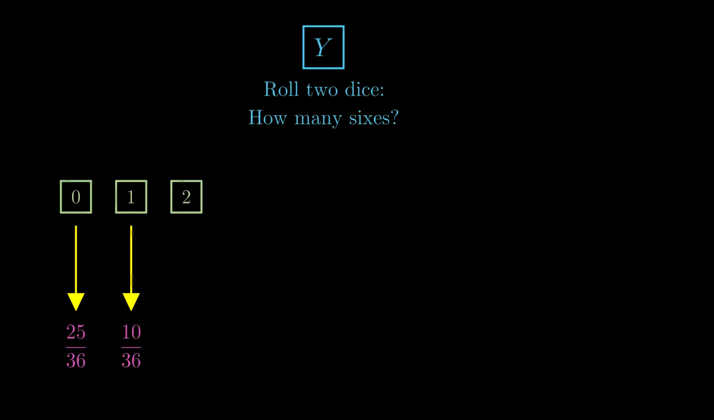Okay, finally, for him to give you a 2 means he hits the 6 on both his rolls, the lucky fella. So he hits a 6 with probability 1 out of 6, then it's got to happen again, so we multiply by another 1 out of 6. And this gives a probability of 1 out of 36. So we can write that down as the probability that Y equals 2.